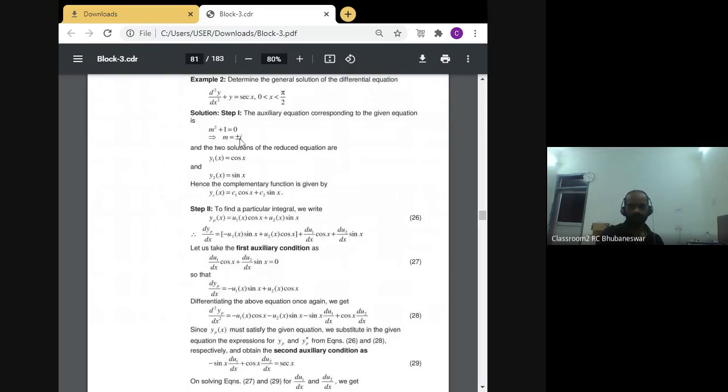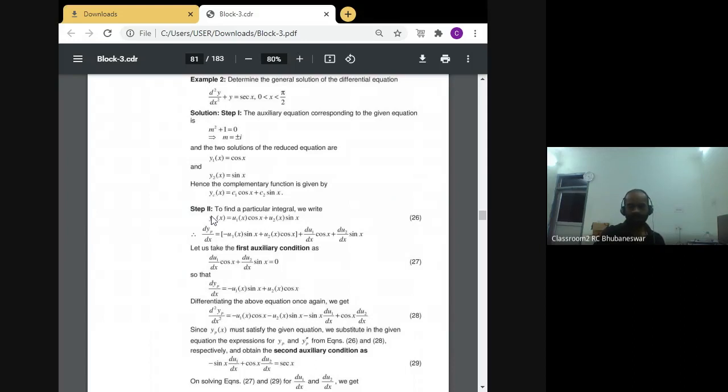Now after getting complex conjugate roots, we can find the solution in the form of y1, that is cos x, and y2 in the form of sin x. So now the complementary function is given by yc, or the solution to the homogeneous differential equation. It will be c1 cos x plus c2 sin x.